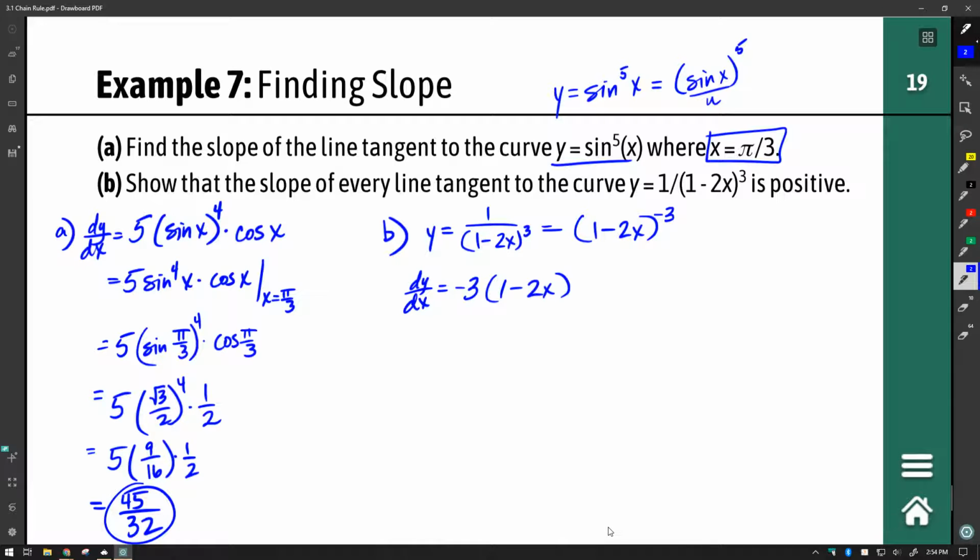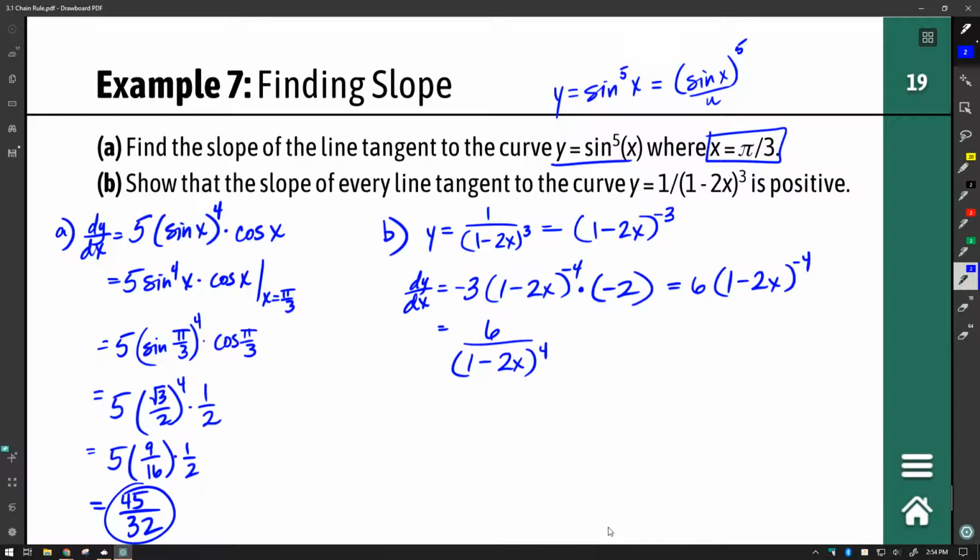Now, negative 3 minus 1 is negative 4 for the exponent. Now we link it up with the chain rule times the derivative of the inside function. Derivative of 1 minus 2x is negative 2. So now this looks like negative 3 times negative 2, or 6 times (1 minus 2x) to the negative fourth. And then if we rewrite with positive exponents, that's a 6 on top, and that's (1 minus 2x) to the power of 4 on bottom.